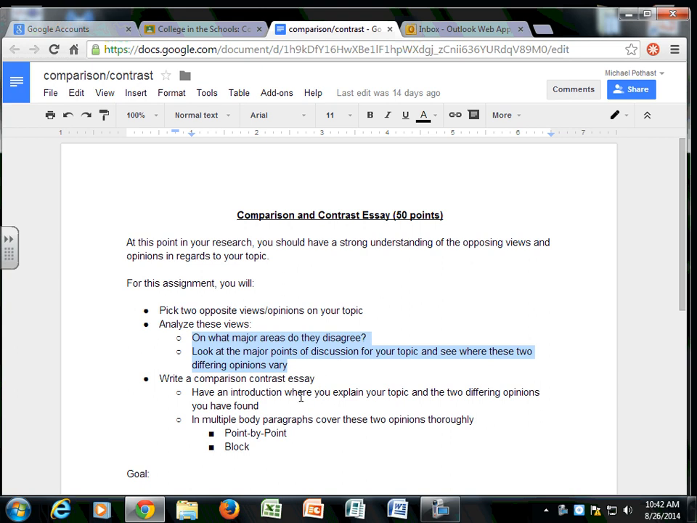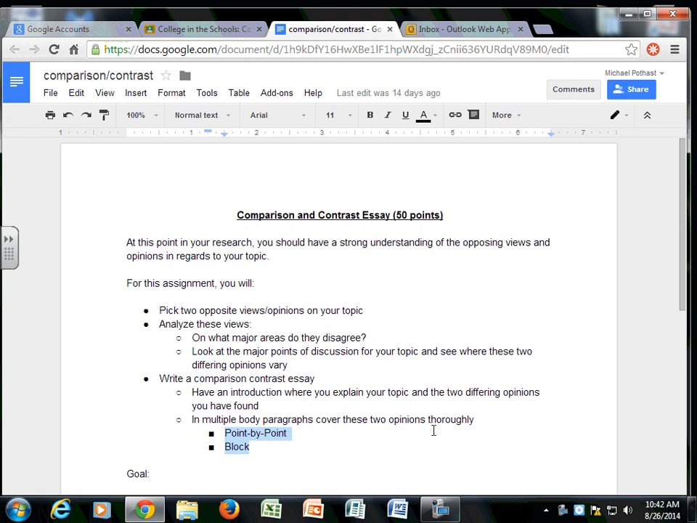You will write a comparison contrast essay. You have an introduction where you explain your topic and these two differing opinions you found. Tell me what specific part of your argument you are focusing on and what the differing viewpoints are. Then it says in multiple body paragraphs, you'll cover these two opinions thoroughly. And this is where it says block or point by point. It's truly not that difficult. I'll show you in class.